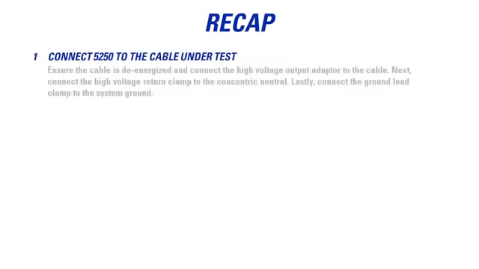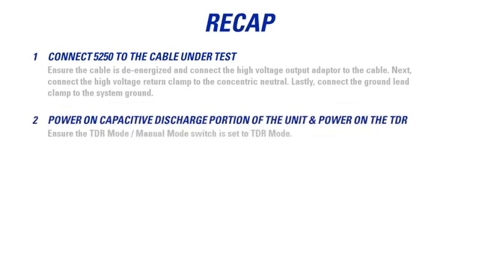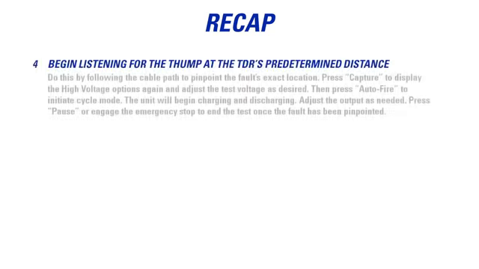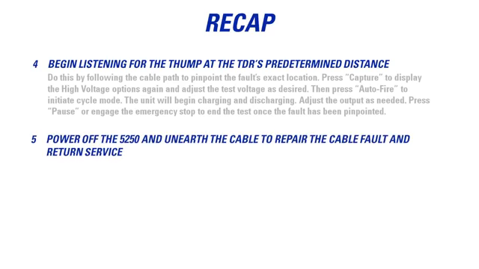To recap, connect the 5250 to the cable under test. Next, power on the capacitive discharge portion of the unit and power on the TDR. Initiate the cable fault prelocating test sequence by pressing measure. Begin listening for the thump at the TDR's predetermined distance. And finally, power off the 5250 and unearth the cable to repair the cable.